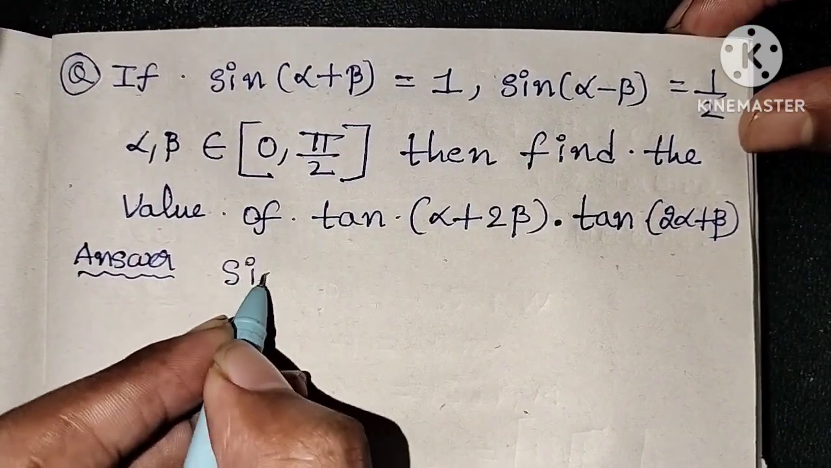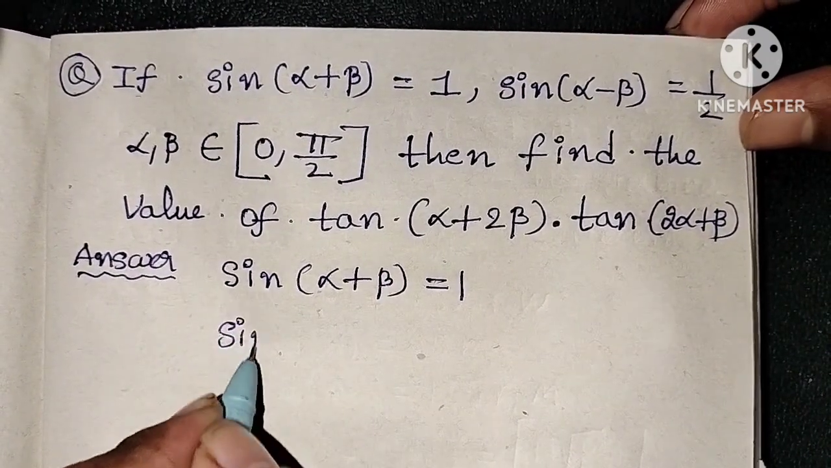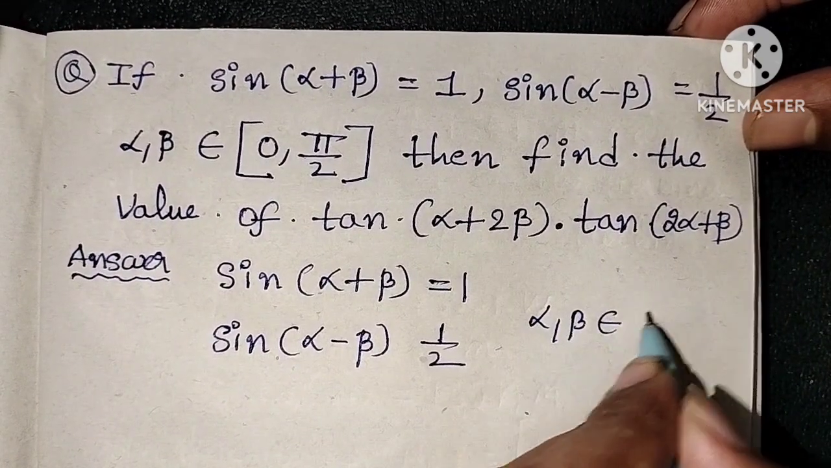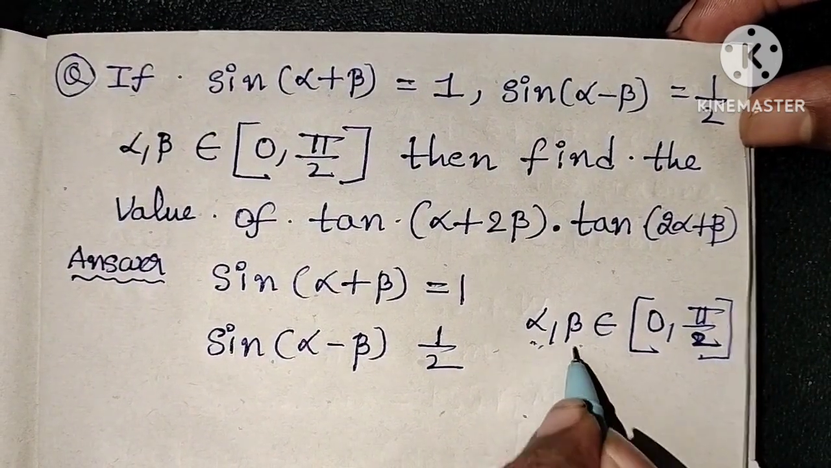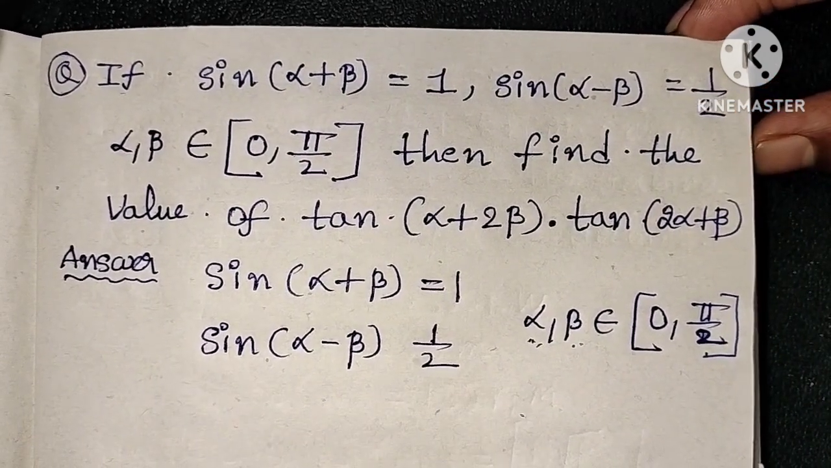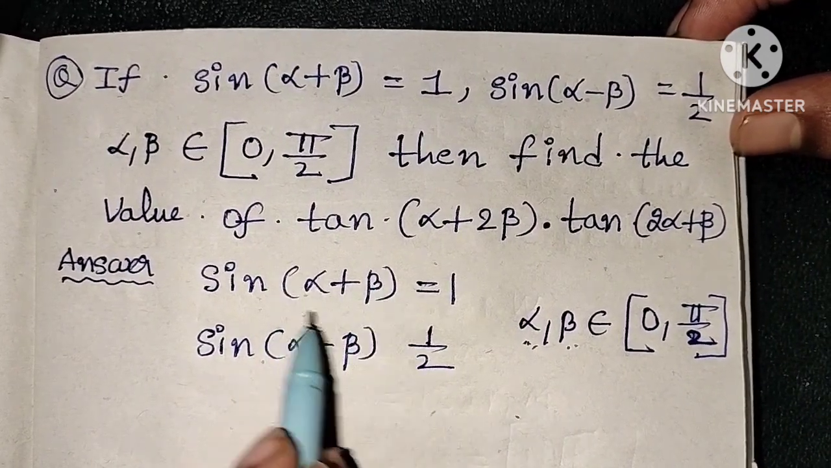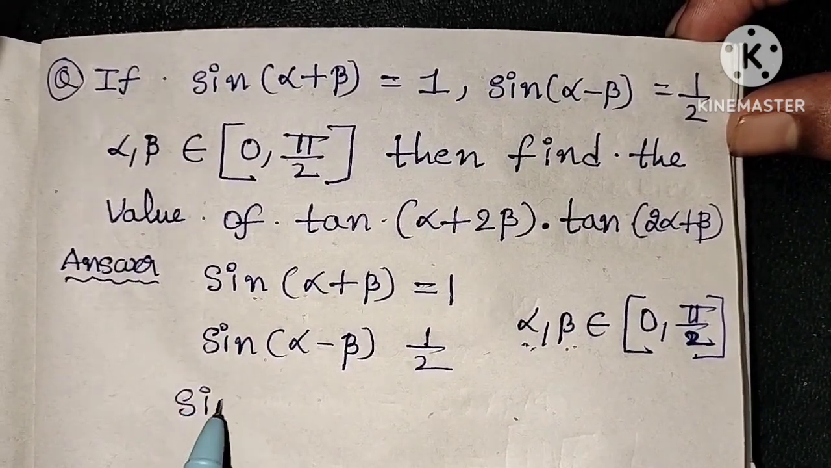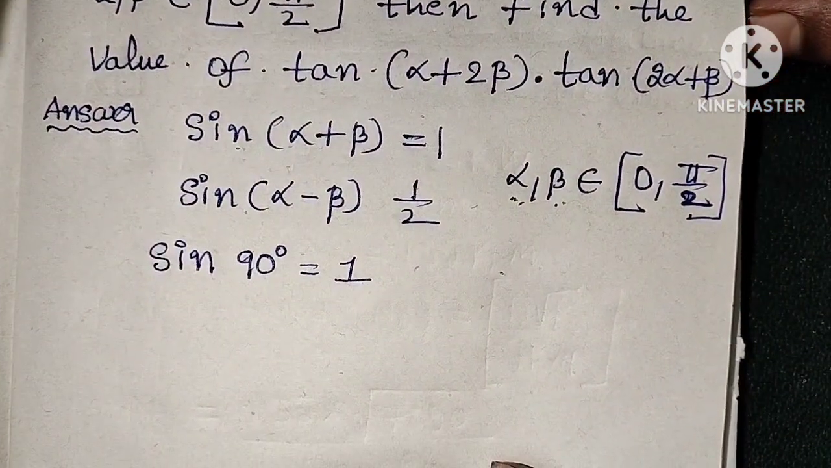So first of all, here given sin(α+β) = 1, sin(α−β) = 1/2, and α, β belong to the closed interval [0, π/2]. So the values of α and β must lie between 0 and π/2. Now sin(α+β) = 1. For what angle does sin θ equal 1? We know that sin 90 degrees is equal to 1.